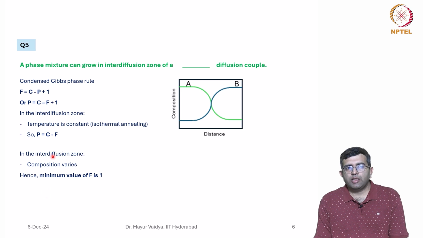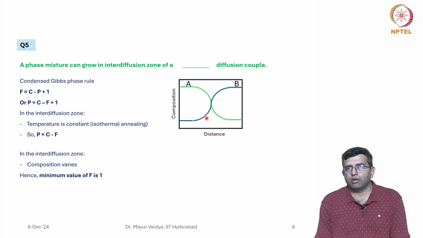Now, a typical interdiffusion zone looks like this. So, you can clearly see here that composition is already varying. So, therefore, 1 degree of freedom is already utilized, which means that the minimum value of F in the interdiffusion zone is already 1, because here the composition is varying. So, the minimum value of F is 1. Therefore, the maximum value of P can be equal to C minus 1. So, if you put C equal to 2, then you get P max as 1.